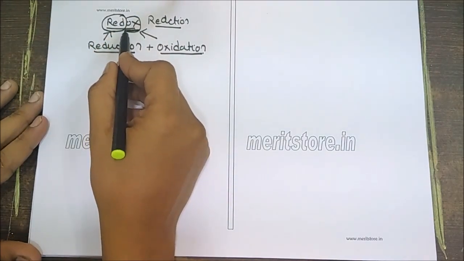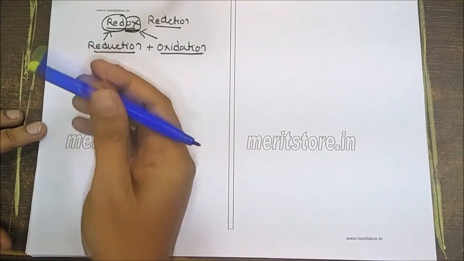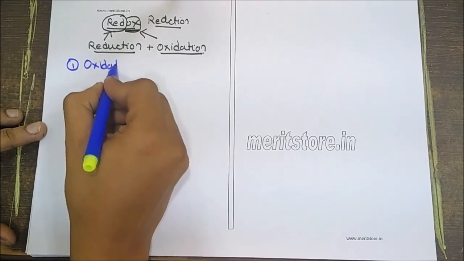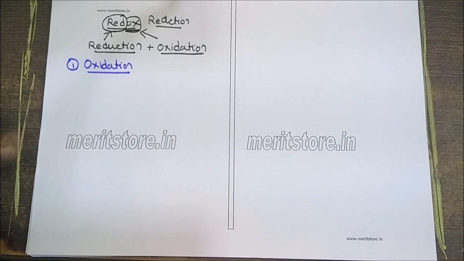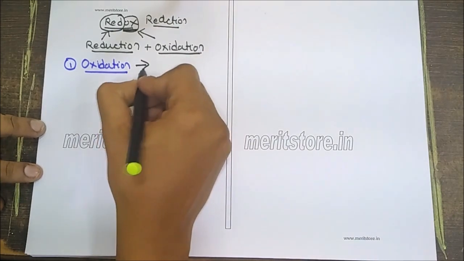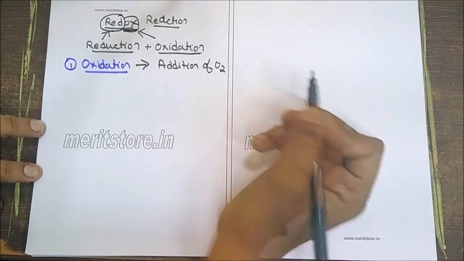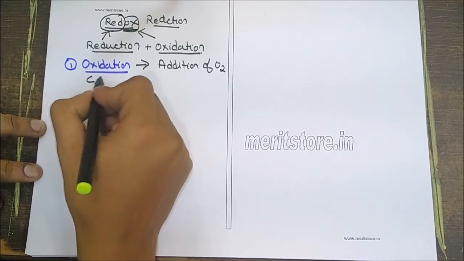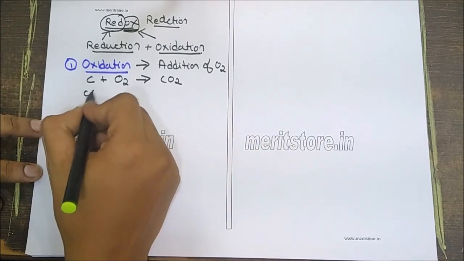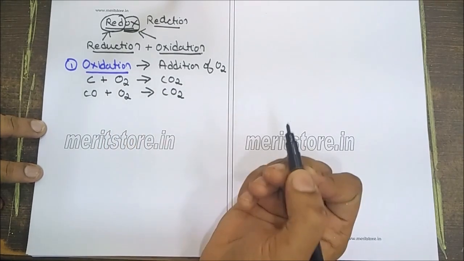Now, in order to understand what is redox reaction, we first need to understand what is oxidation and what is reduction in detail. So let us first understand what is oxidation. A very basic understanding of oxidation is, oxidation means addition of oxygen. Okay, so let's say if C is combining with O2, it is forming CO2. When carbon monoxide is again combining with oxygen, this is also forming CO2.